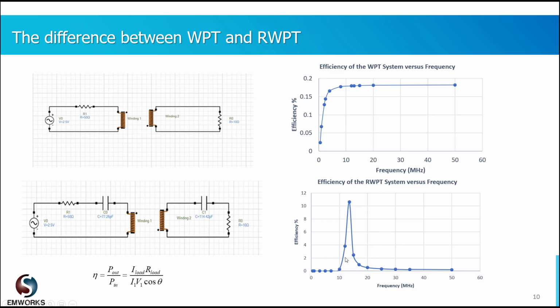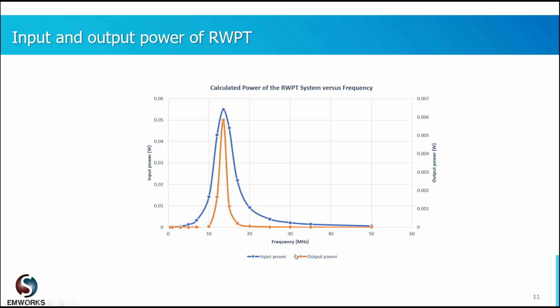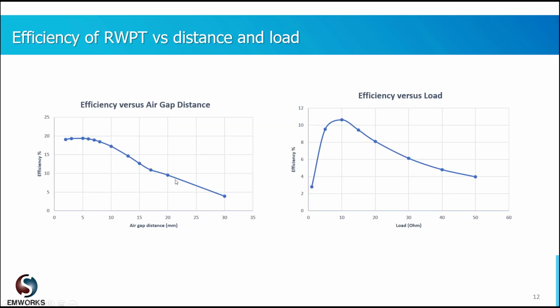The efficiency has a maximum value of around 19% in the range of 2 to 7 mm of distance. It drops as the distance between the coils becomes larger. Nonetheless, it is still more efficient than the wireless power transfer system. The efficiency rises until reaching a maximum of 11% at a load of 10 ohm, then decreases. The load must be carefully selected.